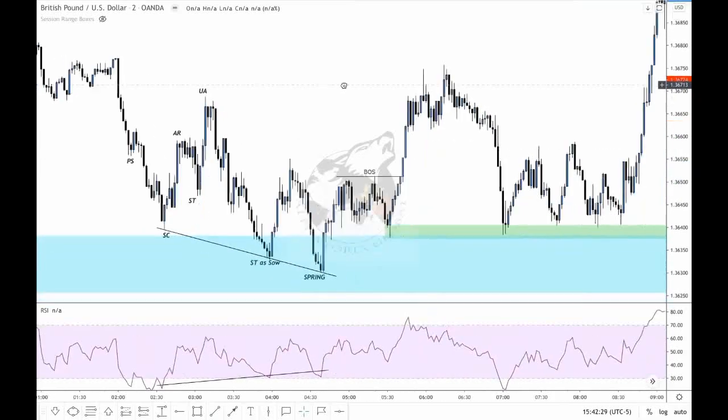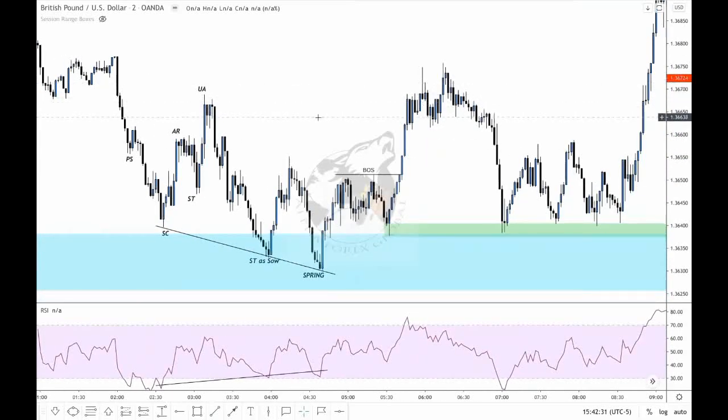All right, so if you look here, we have our PS, right? And if you read the document above, you would have known that this is our preliminary support, right? So this is the last support within this little downtrend right here. So after that, you have your selling climax, right? So notice how huge of a move this is.